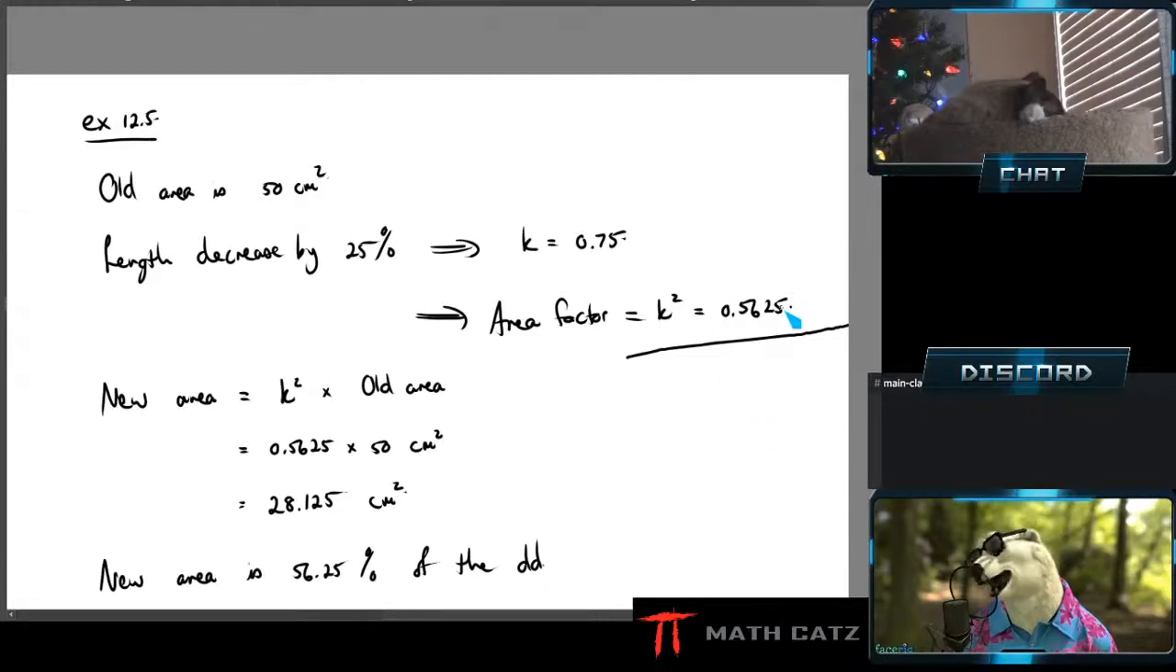This is going down from a baseline 1 by how much? Let MathBot tell me. 1 minus 0.5625. Oh, sorry, two equal signs, right? The gap is 0.4375. So that means the area decreased by 43.75%.